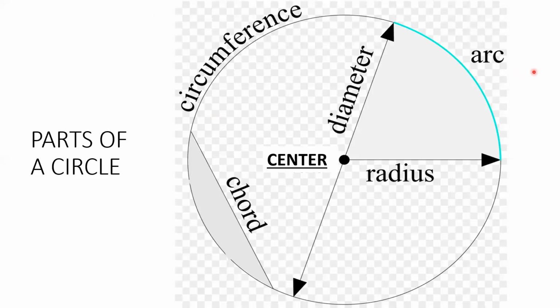That's all for now. This video will be accompanied by a fact sheet. In that fact sheet, all the terms and their definitions will be given. You can learn the definitions from there.